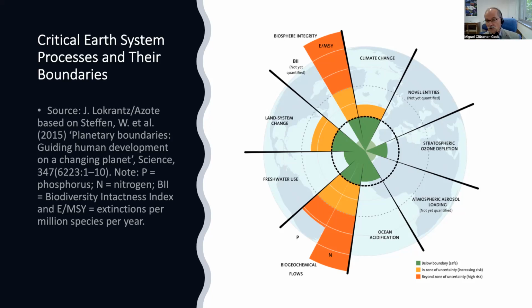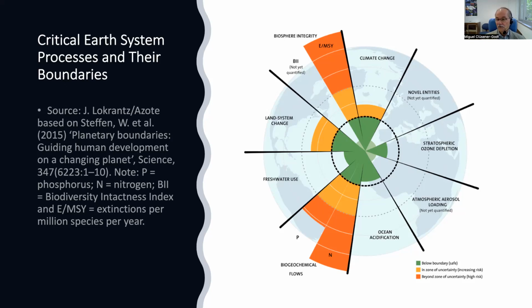And in fact, it will show you where it is known. For example, for BII, it's not yet quantified so far. Where are we? Are we below the boundary? So we are sort of in the safe part. Are we in the sort of uncertainty? Is there a risk? Or are we already outside this? Are we outside the risk?